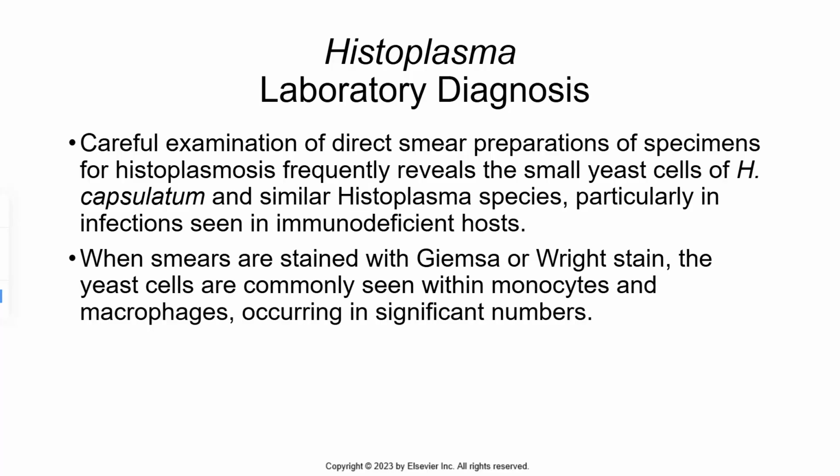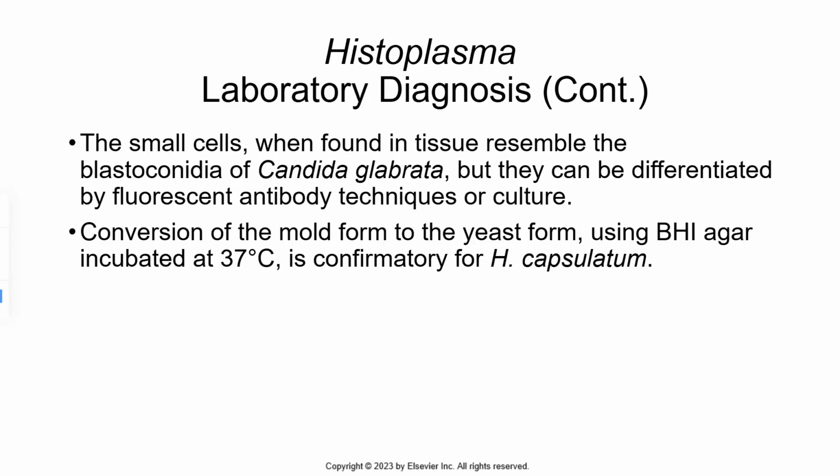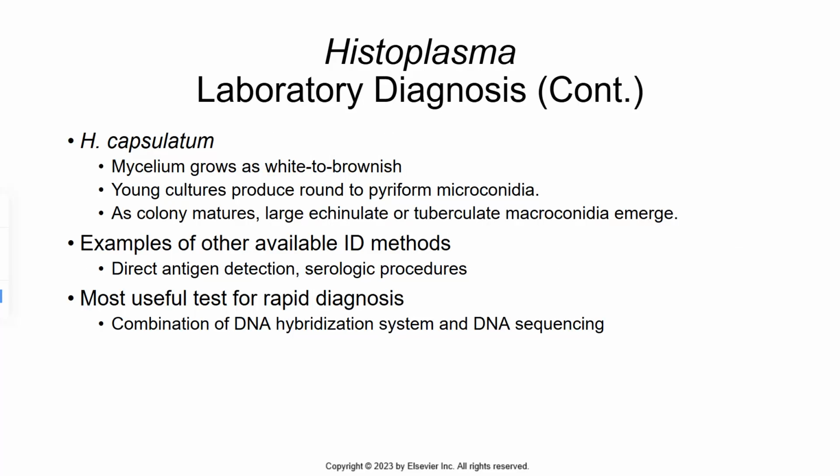Careful examination of direct smear preparations of specimens frequently reveals small yeast cells of Histoplasma species, particularly in infections seen in immunodeficient hosts. So this shows pictures of monocytes, tissue, and bronchoalveolar lavage. Sometimes the blastoconidia of Candida glabrata look similar. Mycelium can be useful in detection, otherwise direct antigen detection in serological procedures, and a combination of DNA hybridization systems and DNA sequencing can be used.